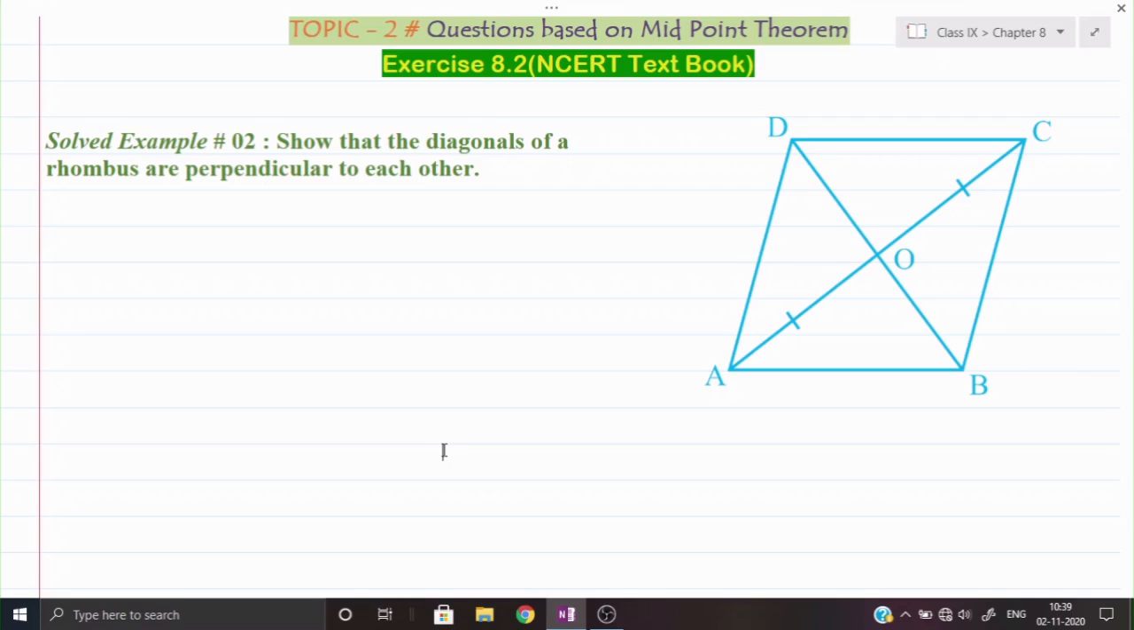Okay. So first we shall write down the given things here. What is given here?